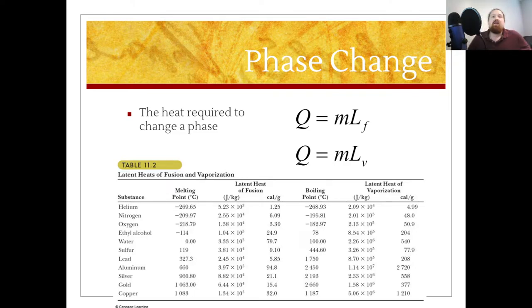And that means that if you were, say, studying the phase change of water, you would need to use a different latent heat depending on what phase change it's currently undergoing. If it's melting, you'd want latent heat of fusion. If it's evaporating, latent heat of vaporization.